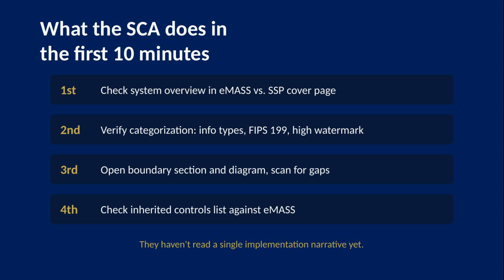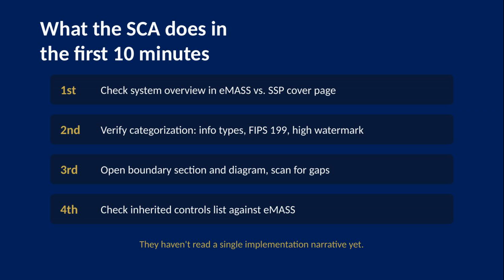And SKA gets your package in EMAS. They open the SSP. Here's their workflow. In order, first, they check the system overview in EMAS against the SSP cover page: system name, impact level, authorization boundary. If these don't match, the package is already suspect.